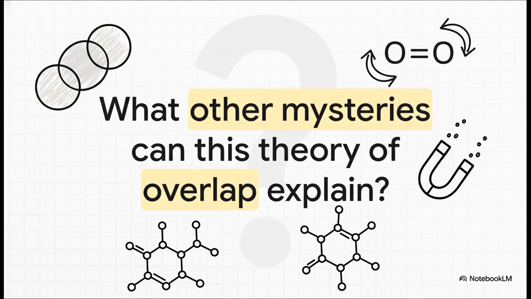And that brings us back to that weird magnetic oxygen. Now, valence bond theory is amazing, but to fully solve that specific puzzle, you actually need the next level up called molecular orbital theory. It just goes to show there's always a deeper layer to explore. It makes you wonder, if all the matter around us is just built from these simple orbital handshakes, what other mysteries about our world can they help us unlock?